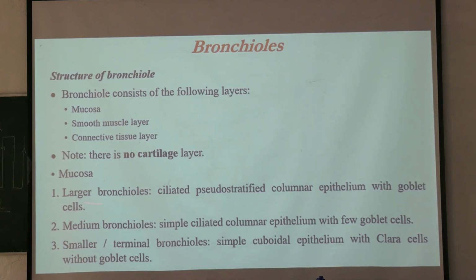So mucosa, larger bronchiole is lined by ciliated... Here the changes are shown. Okay, changes of epithelium are written. Larger bronchioles are lined by ciliated pseudostratified columnar epithelium with goblet cells. Medium bronchiole, simple ciliated columnar epithelium with few goblet cells. Smaller or terminal bronchiole, simple cuboidal epithelium with Clara cells and without goblet cells. Okay, so these are the lining epithelium of different bronchioles.